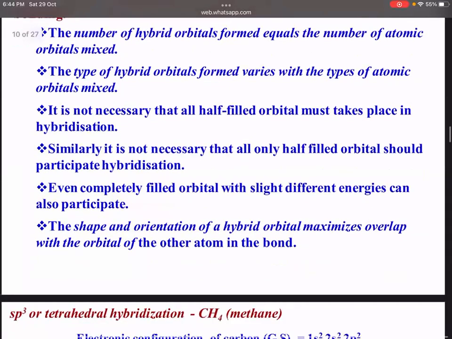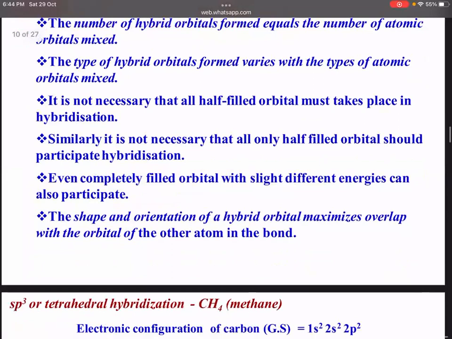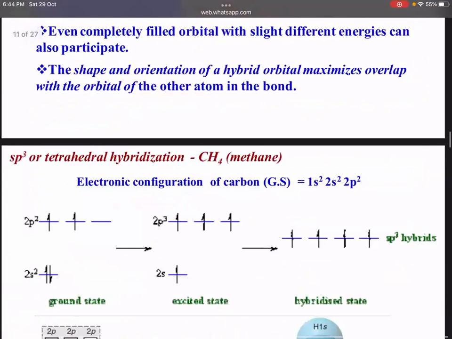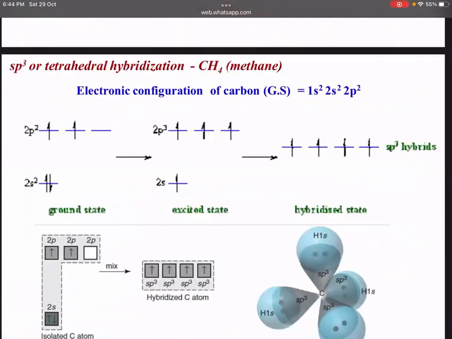So first, sp3 hybridization. In the ground state, the carbon has 2s2 2p2. In the excited state, it has 2s1 2p3. Correct? So what happened? It differs from the 2s and 2p orbitals. The 4 orbitals will form, and they are equal in energy. That's why the 4 sp3 orbitals are 1, 2, 3, 4. Now the atoms are coming: 4 hydrogen atoms will overlap with the 4 sp3 hybrid orbitals.